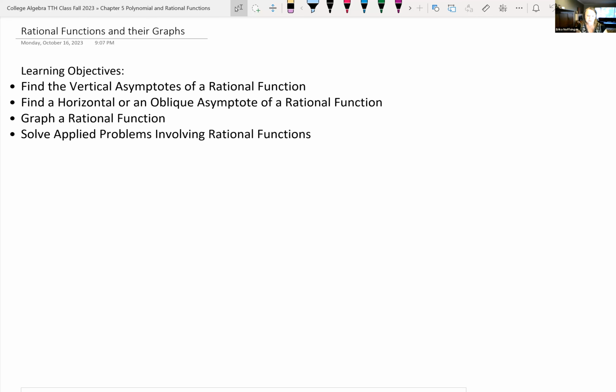I hope you'll be able to find a vertical asymptote of a rational function, that you'll be able to find a horizontal asymptote if it exists, or an oblique asymptote, which is also called a slant asymptote, of a rational function if it exists. Be able to graph your rational function, and then be able to solve problems involving rational functions. So let's look at the definition of a rational function.